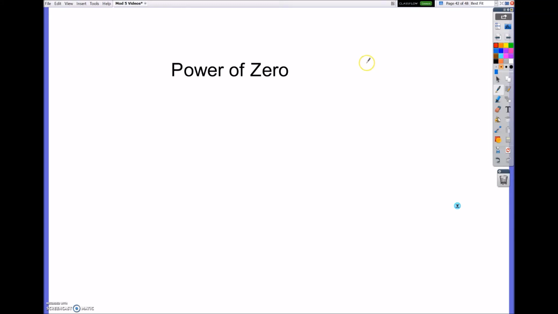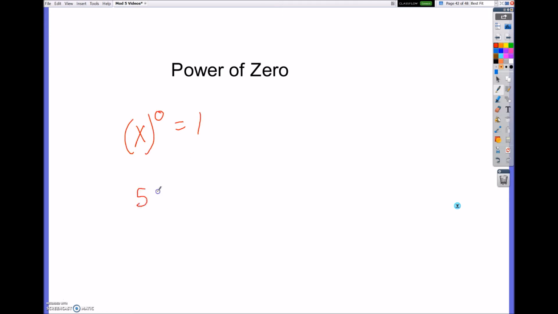Hey guys, today what we're going to be doing is looking at power of zero. So this means, what are we going to do when we have an exponent that is actually zero? So here's the general rule. Any number or variable to the zero power is 1.